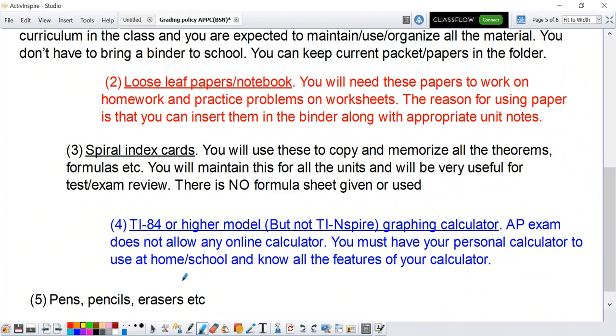Biggest deal is a calculator. A TI-84 or higher model calculator is a must. You must have a calculator for the AP Precalculus class. The classroom has very limited calculators, which is not enough for everybody. You must have your personal calculator to use at home and school, and also know all the features of your calculator. If you know how to use your cell phone, then you must know how to use your calculator. Of course, pencils. I prefer that math be done with a pencil, not with a pen. Pencils, pens, and erasers are the standard things to bring to the class.